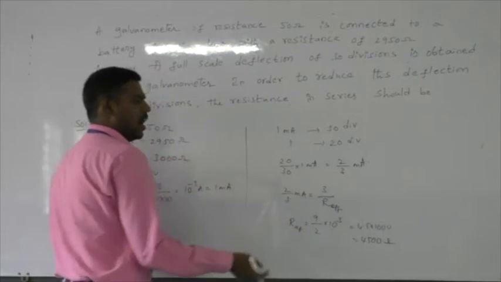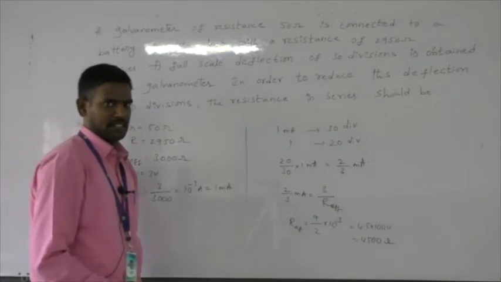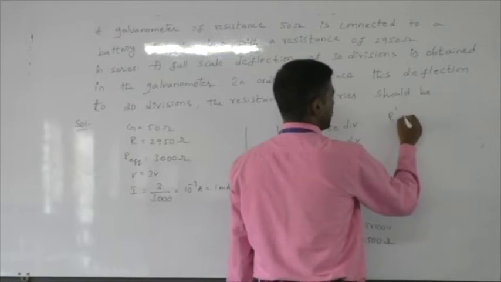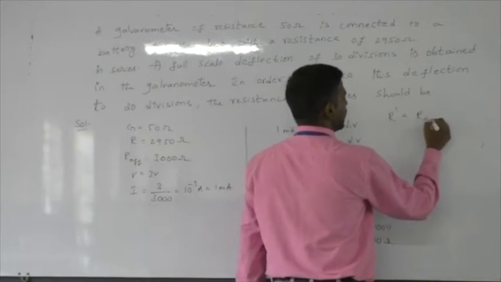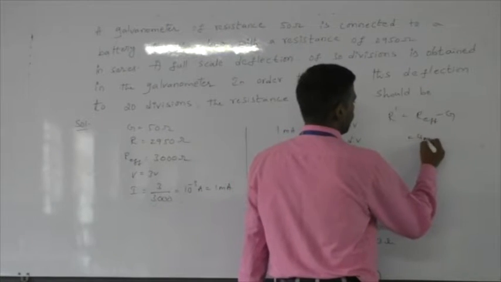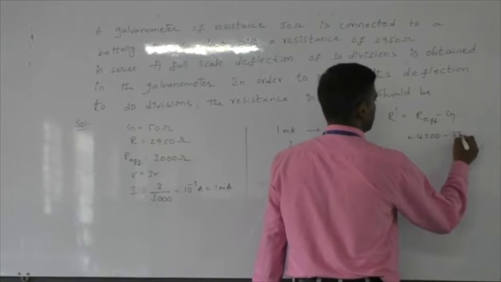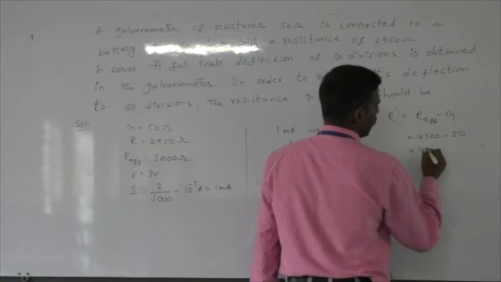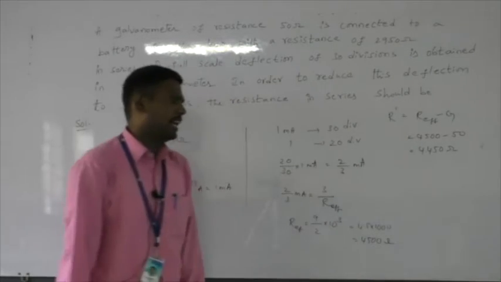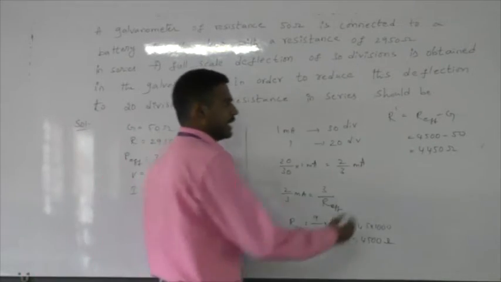Now to this, already the galvanometer is connected. How much resistance? 50 ohms. Therefore, the resistance to be connected is nothing but what? R effective minus capital G. And that value is nothing but what? 4500 minus 50 is equals to 4450 ohms. This is going to be the series resistance that has to be connected.